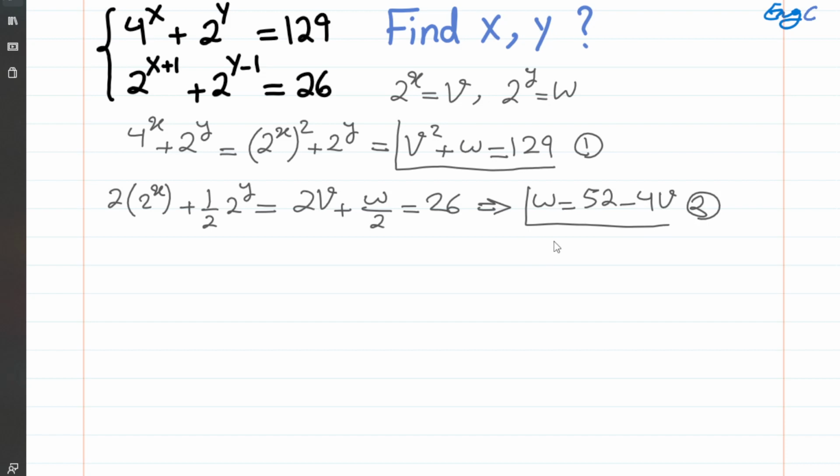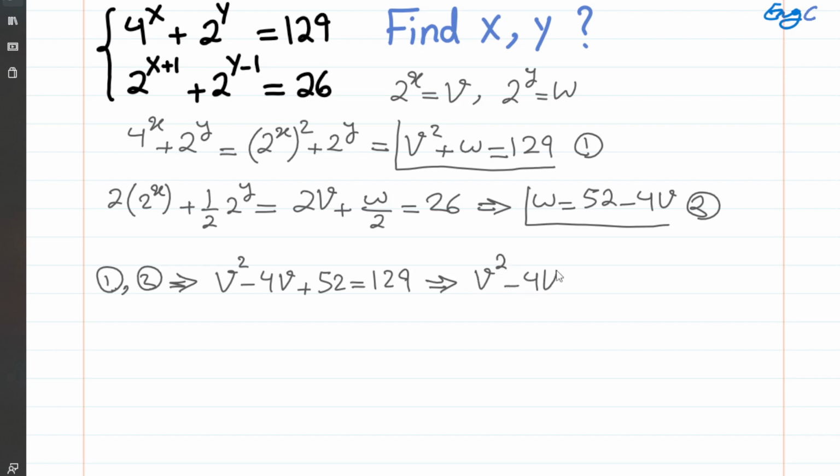I'm going to use the result from the second equation and substitute for w in the first equation. So first equation, basically using 1 and 2, what I get is v squared plus w, which is 52 minus 4v. So let's do minus 4v plus 52 equal to 129, just rewriting equation number 1. And finally, we get this second order equation, v squared minus 4v minus 77 equal to 0. So we have to solve this.